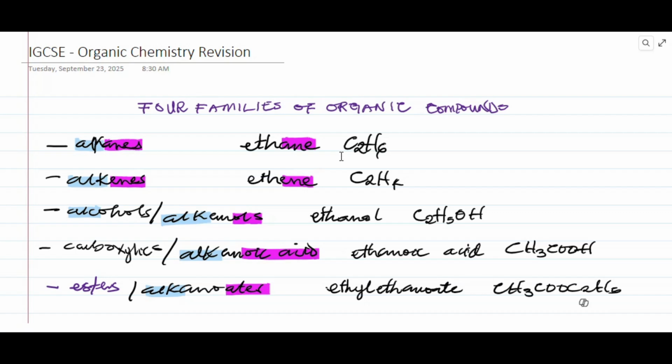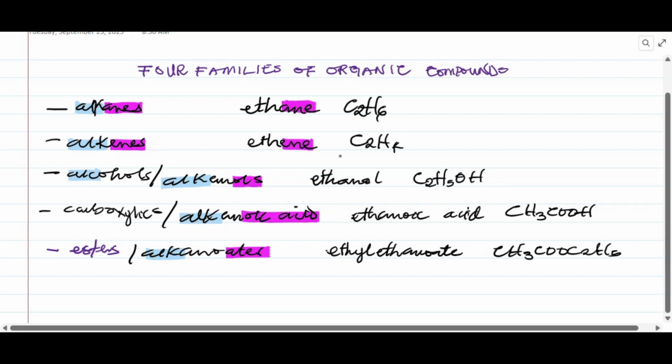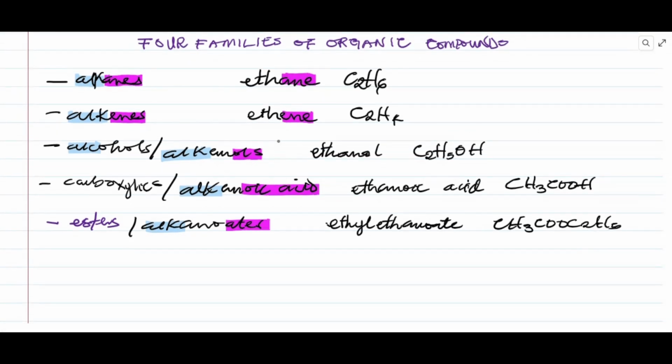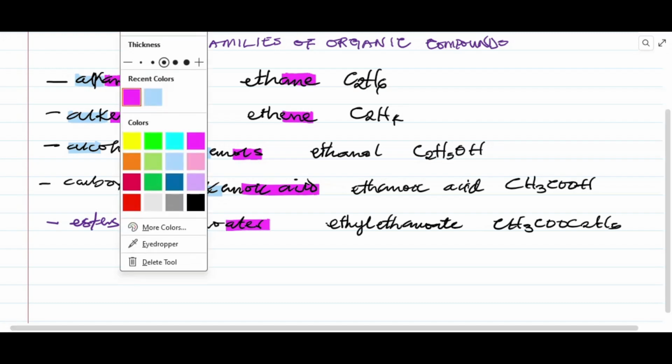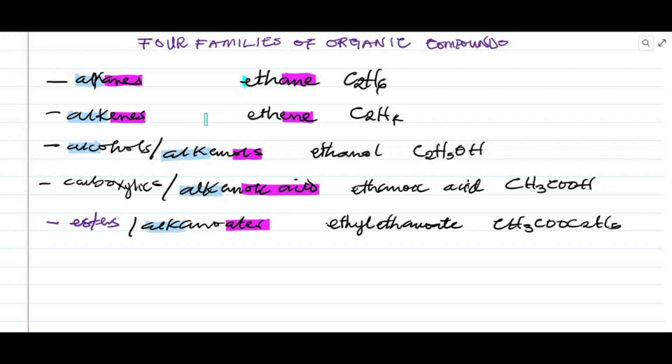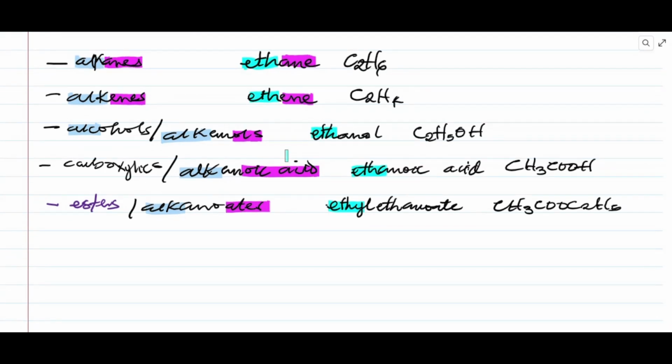Now, what about the beginning part of the name? If you look at these examples that I gave, you will see that all of them have the same way of pronouncing them. Eth for ethane, Eth for ethene, Eth for ethanol, Eth for ethanoic acid, and Eth for ethyl. Can this be a coincidence? No. This Eth stands for the number of carbon atoms that are found in that compound.